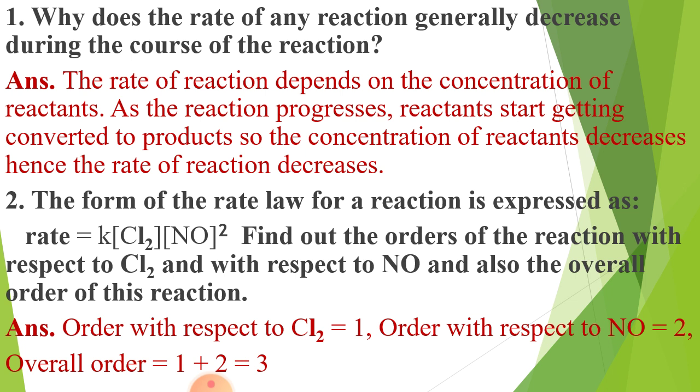So as I have told you, in the rate law expression, the power indicates the order of reaction. The power of Cl2 is 1, that's why the order with respect to Cl2 equals 1, and the power with respect to NO is 2. So the order of reaction with respect to NO is 2. Now the overall order is 2 plus 1 equal to 3. This type of question may be asked in the board examination, so you have to write the answer like this.